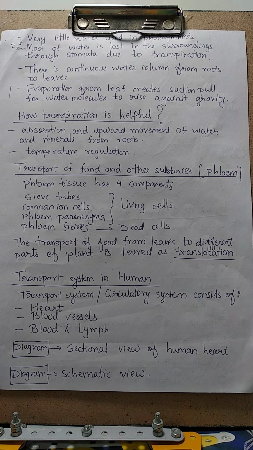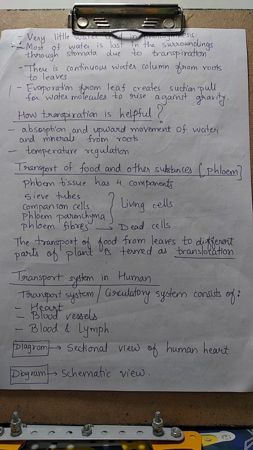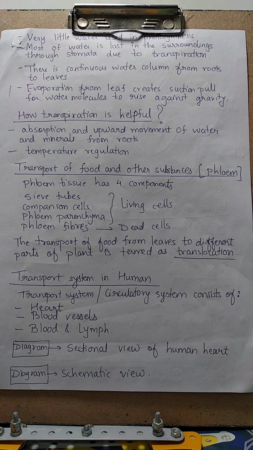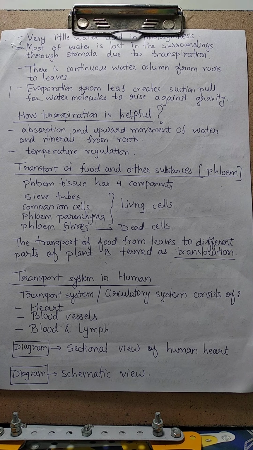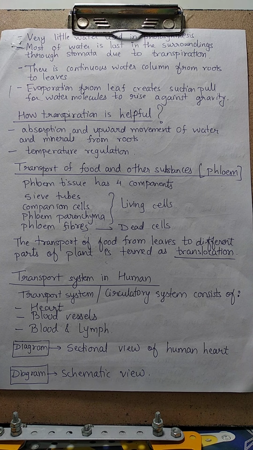The translocation in phloem is achieved by utilizing energy. Now, which energy? The energy which is stored in the form of ATP. What happens? Glucose, which is nothing but a simple carbohydrate, is produced during the process of photosynthesis. This glucose is transferred to phloem tissue. It needs energy to transfer glucose to the phloem tissue. What is that energy form? It is in the form of ATP.